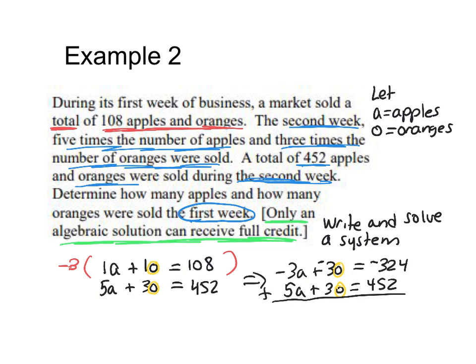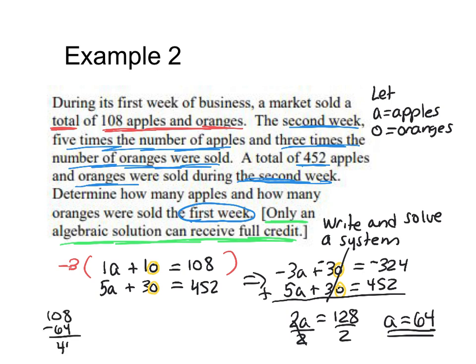So I'll add them together, which gives me 2A. These cancel out, and I get 452 minus 324. So I'll have equals 128. Solve this. A is equal to 64. So it says how many apples and how many oranges. So if there are 64 apples, you would find your oranges by doing 108 minus 64. So you'd have 44 oranges.